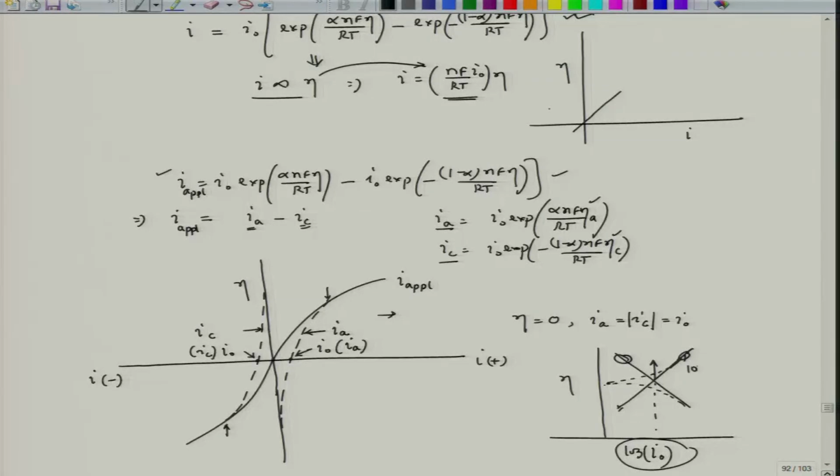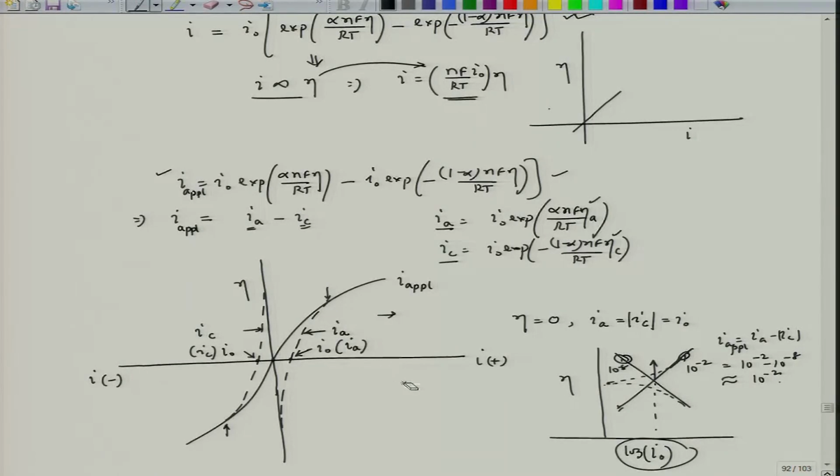So, if this becomes 10 to the power minus 2 and this becomes 10 to the power minus 8, the I applied would be equal to I A minus I C, which is 10 to the power minus 2 minus 10 to the power minus 8, which is almost equal to 10 to the power minus 2. So, that means I A becomes equal to I applied. The similar thing applies here. So, at higher over voltage the individual current densities become equal to I applied. So, this is the plot.